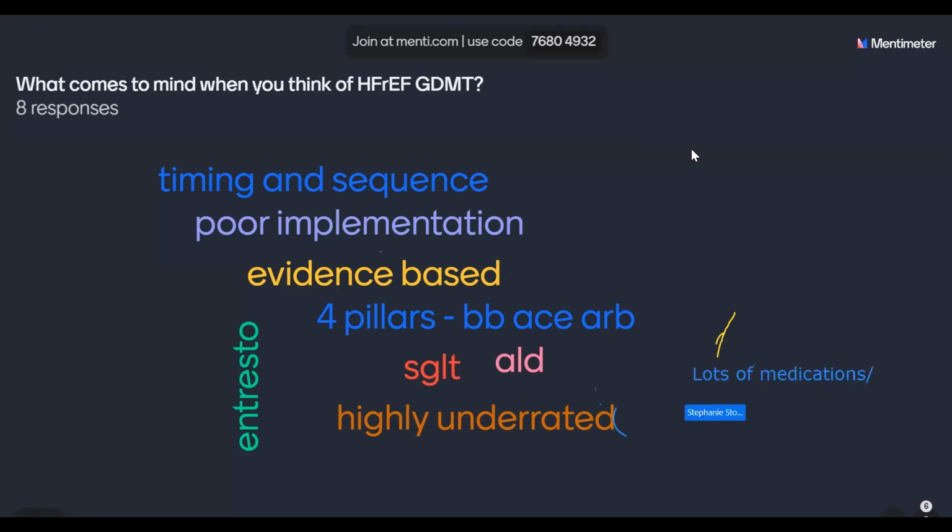All right. Lots of medications. Yeah, that could be a problem too. Some patients get worried about pill burden. Sometimes we get worried about the total cost of drugs for the patients. Access is a big problem because of cost and how much they need to take.